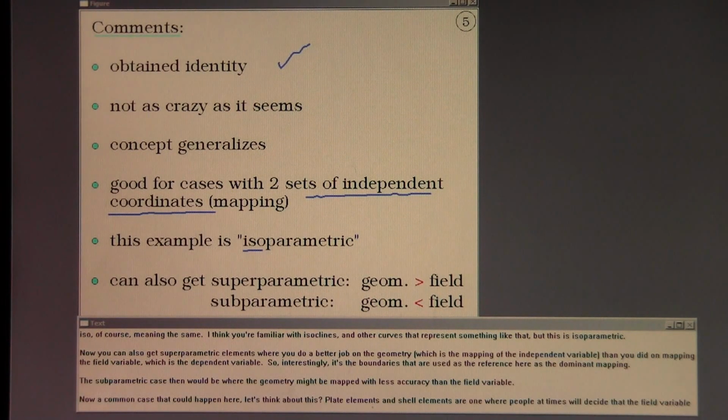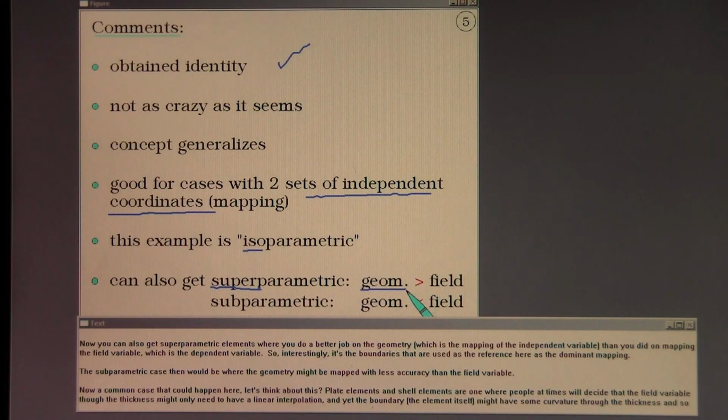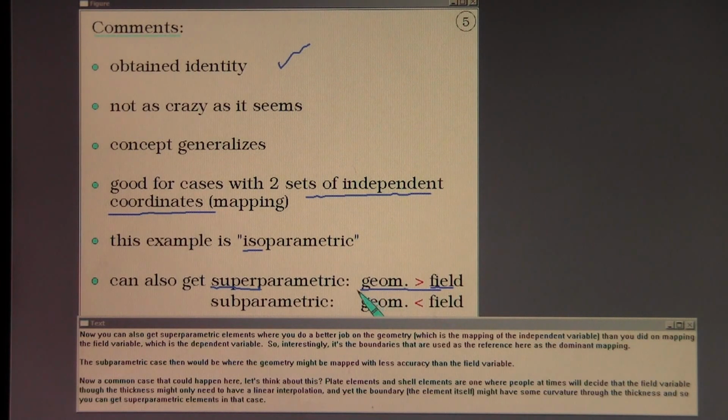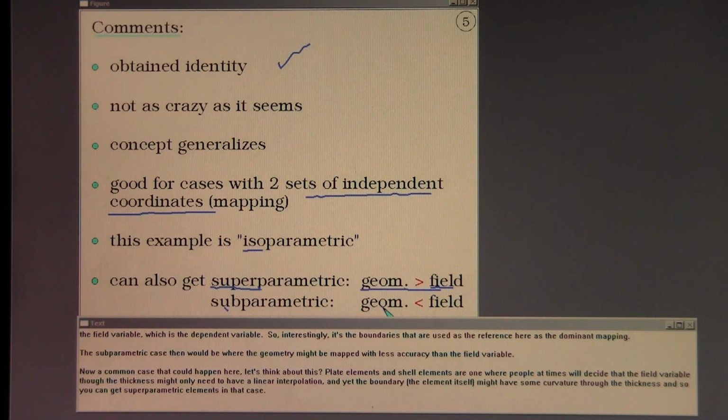Now you can also get superparametric elements, where you do a better job on the geometry, which is the mapping of the independent variable, than you did on mapping the field variable, which is the dependent variable. So interestingly, it's the boundaries that are used as the reference here as the dominant mapping. The subparametric case then would be where the geometry might be mapped with less accuracy than the field variable.